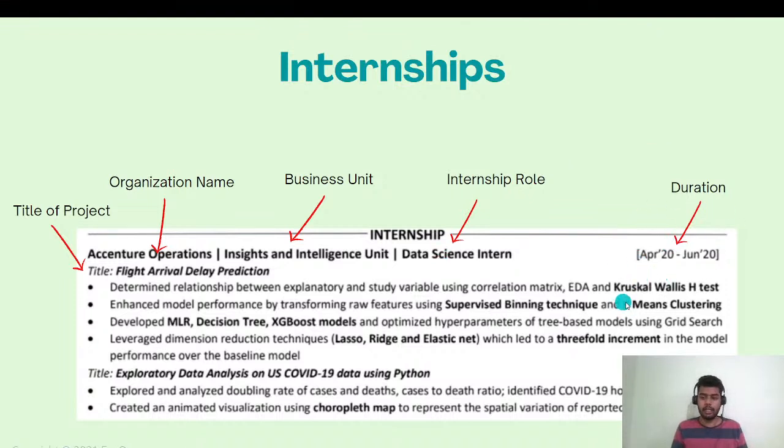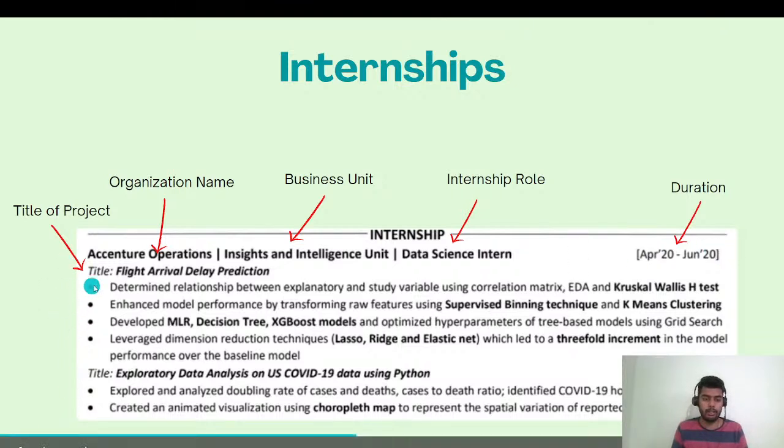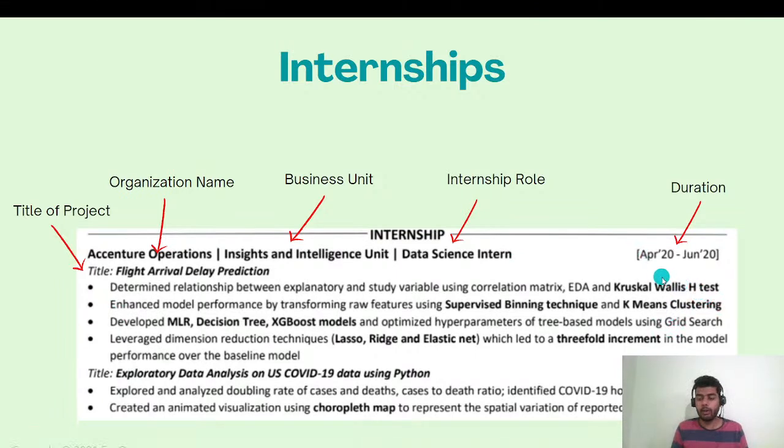Duration means from which month and year to which month and year you did this internship. The three important things: first, see that every pointer is in the same alignment. It's not like some pointer is floating here, some pointer is there. Everything is in the same alignment. Second, the duration is written in abbreviated form, not complete words. It's not APRIL, it's APR 20 to JUN 20, and use the same format throughout. We don't want full words like April, January 2020, that doesn't look good.